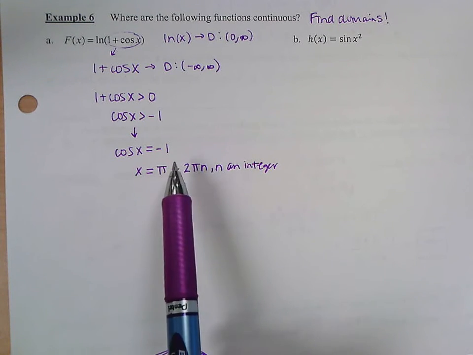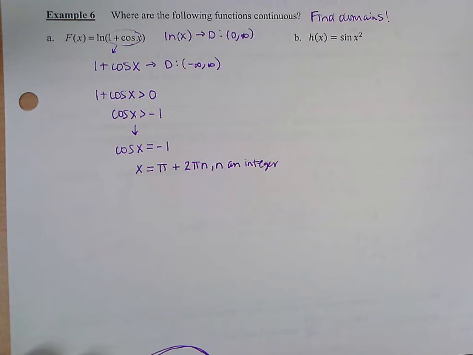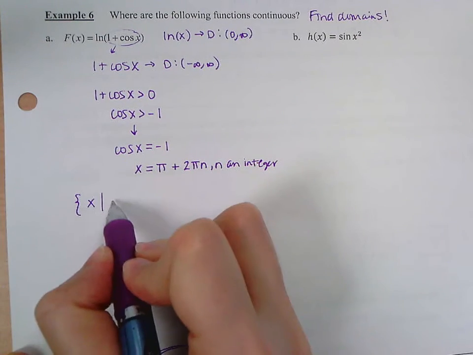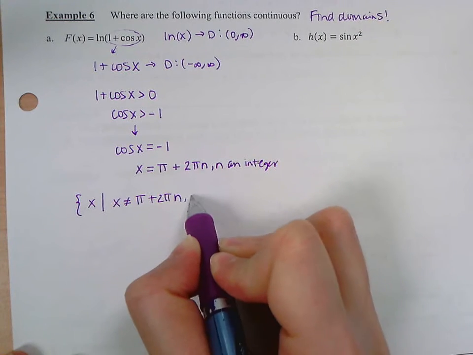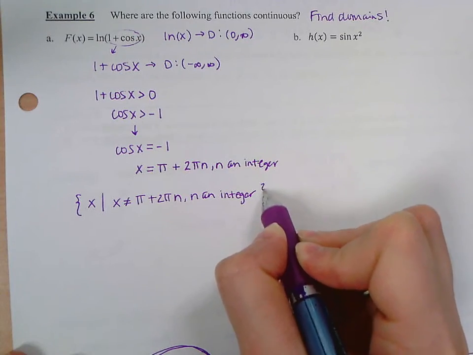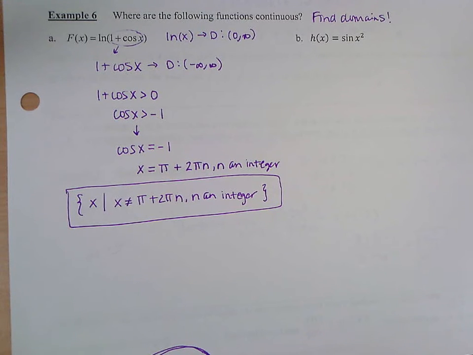They're excluded. I'm not going to write this in interval notation because you have infinitely many values where that happens. So this is how I would write it. I would use set builder notation for this. I would say all x such that x cannot equal pi plus 2 pi n, where n is an integer. So that one's a little trickier just because of the trig involved with the inequality that's involved with the natural log. That's why I picked that example to go through. They're not all like that. But any questions on that? Does that make sense?